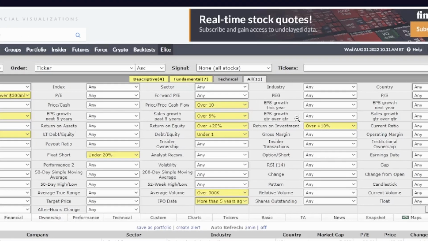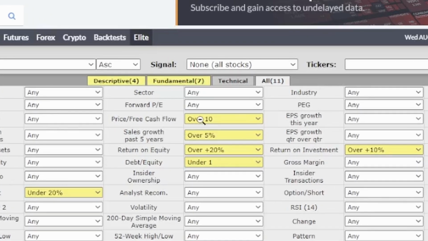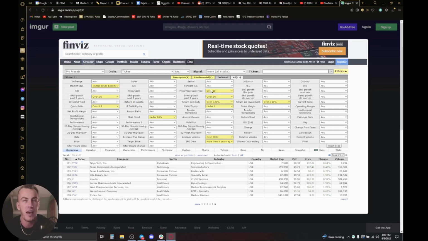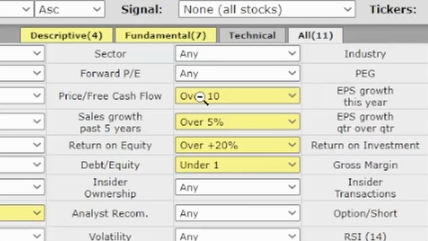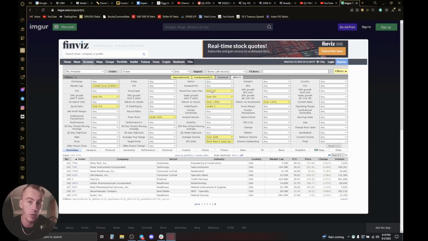Next, we have price to free cash flow. This essentially looks at how efficient the company is with their money. Is there cash left over on the table? Higher number equals better. Sales growth over the past 5 years, at least over 5%. We want companies that have a growing sales force because that means their company is growing. That's important.